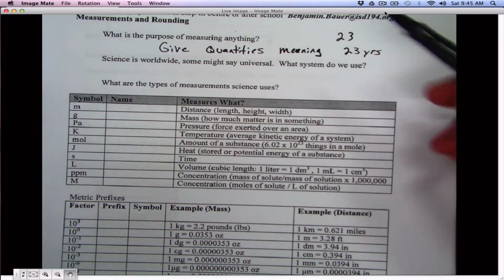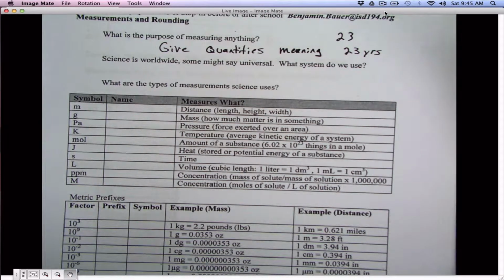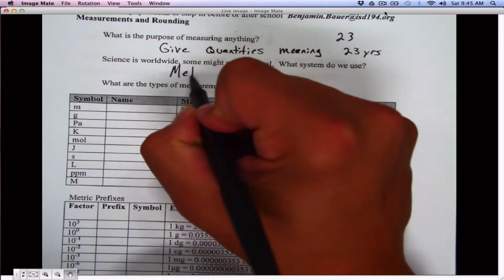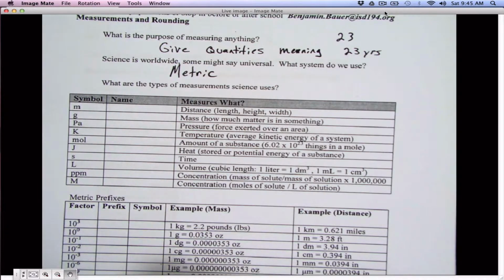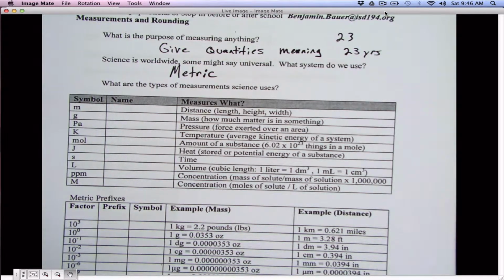So science is worldwide, all right? Some might say it's universal in terms of everyone using it, even people we don't know about. So science is working worldwide. Why? What system do we use? Well, the world uses the metric system. So that's the system that we're going to use. The metric system is really based off of values of 10. It's really easy to use. All right.